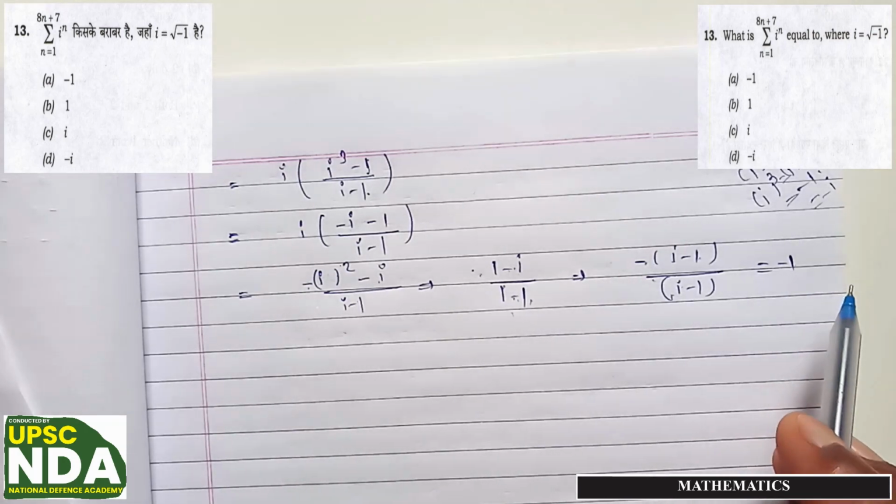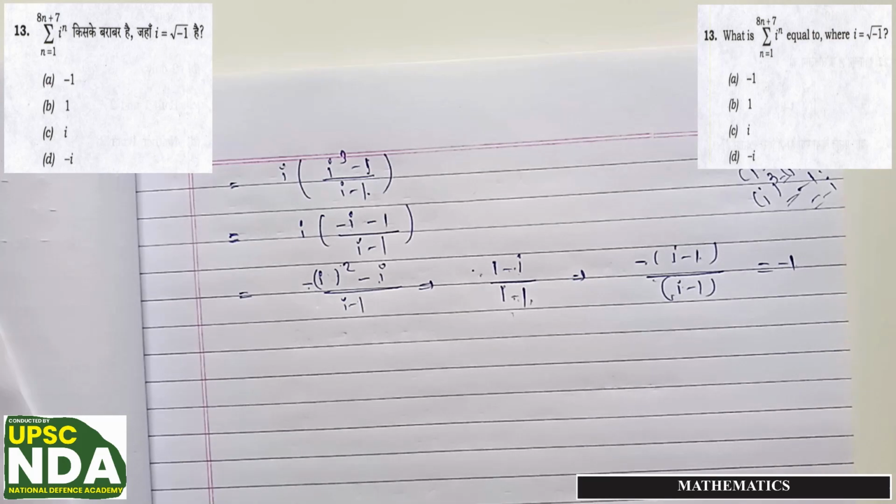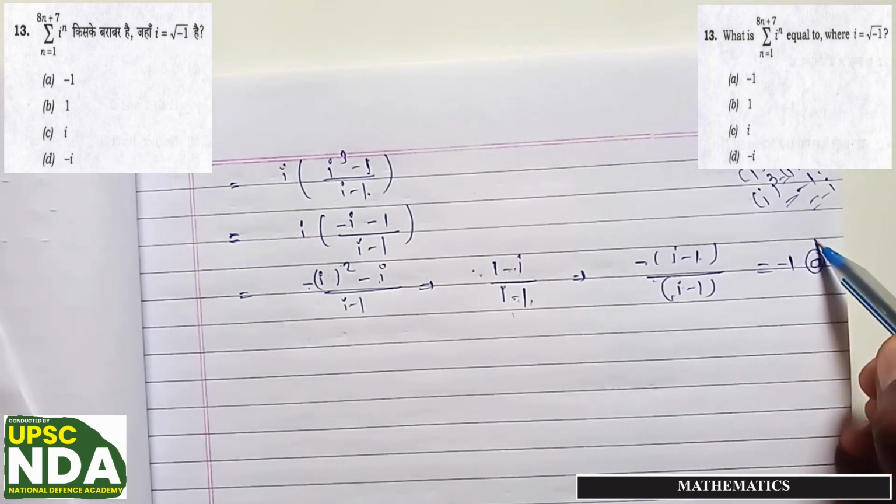This is given in our option number A. Option A says that the summation for i raised to n is negative 1. So our option number A is true here.